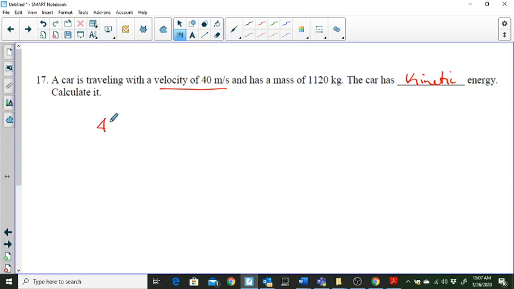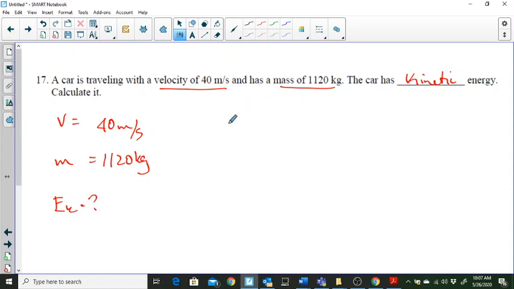Here we have 40 meters per second. What is 40 meters per second? Well, that's a velocity. We have the word velocity telling us that. And then we have 1,120 kilograms. What do we measure in kilograms? Mass is measured in kilograms. Any other numbers in there? Nope. And we are looking to calculate the kinetic energy.